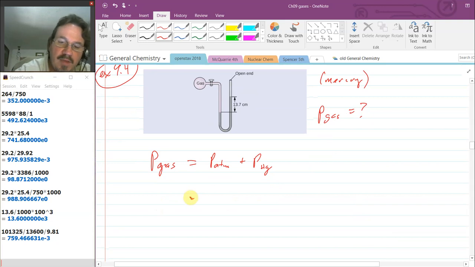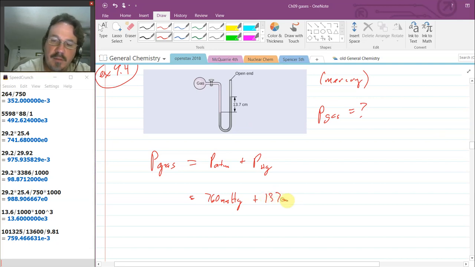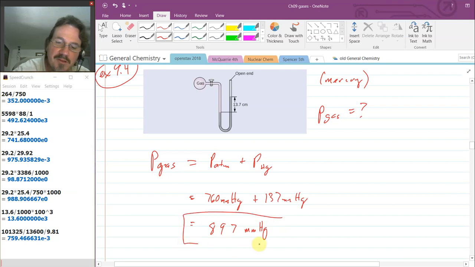Well, the pressure of the atmosphere, I know that's 760 millimeters of mercury. That's the conversion, that's how it's defined. The pressure of this mercury, 13.7 centimeters, is the same as 137 millimeters of mercury. There we go. They're in the same units now. They're both millimeters of mercury, so I can go ahead and add that together. 897 millimeters of mercury.